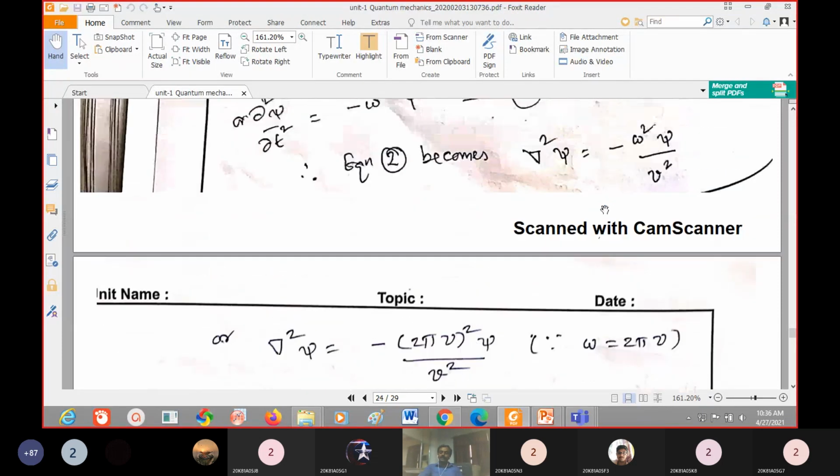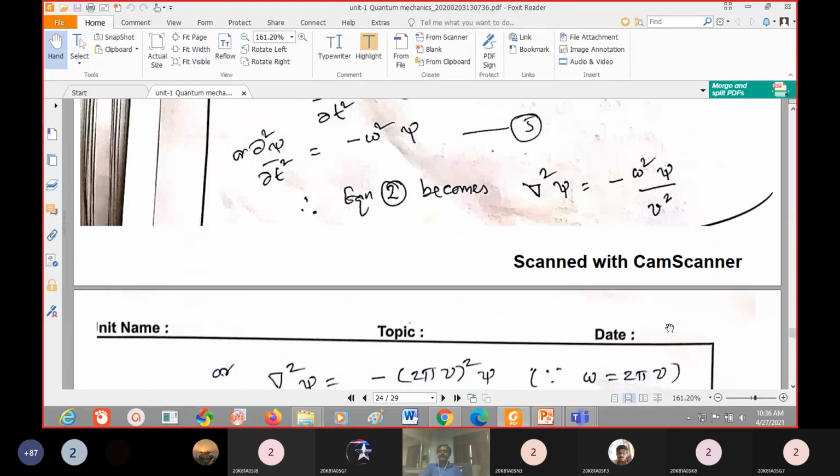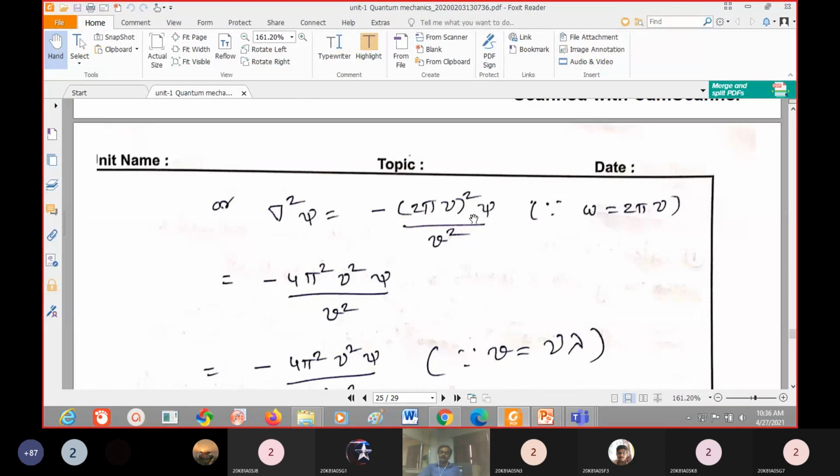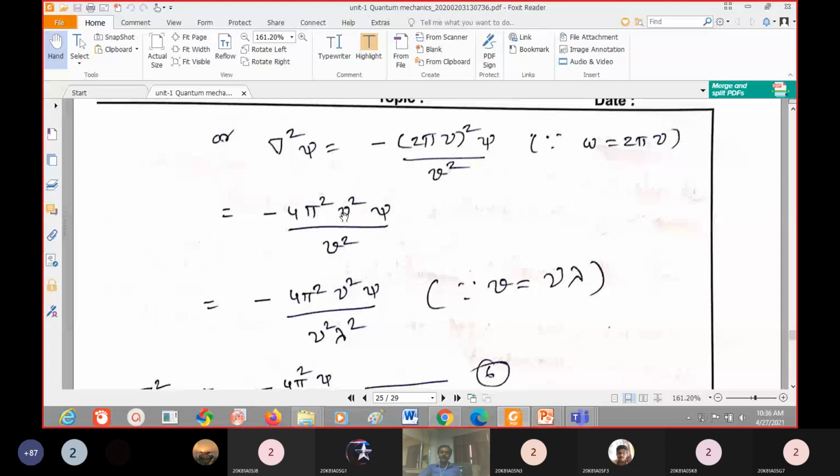If you simplify, omega is the angular frequency, and we know that omega equals 2 pi nu. Substitute the omega value here, and if you simplify it, we can get this equation. So here del square psi is equal to minus 4 pi square into nu square psi by v square.